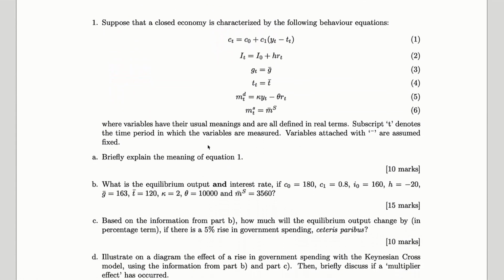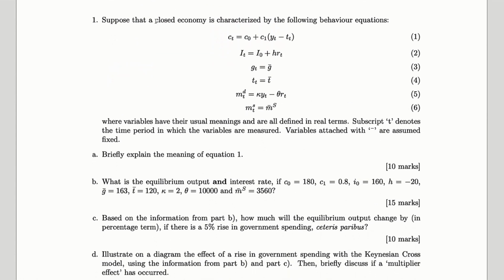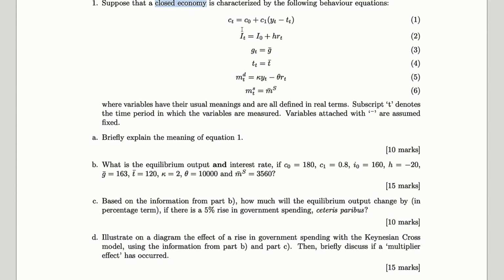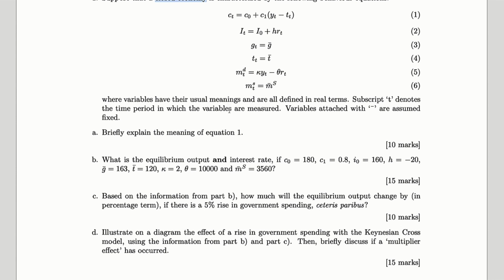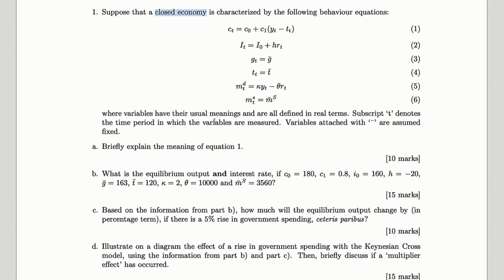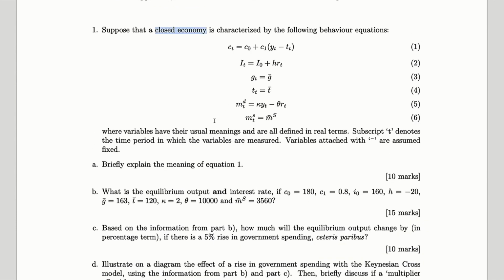So in this question, suppose we have a closed economy. As I said, closed economy means exports and imports equal 0. We have a few equations here about consumption, investment, government spending, taxes, money demand, and money supply. What we need to do here is first explain the meaning of equation 1, the consumption function. Investment depends actually on the interest rate.